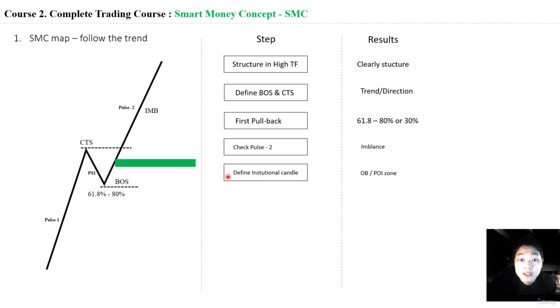As the last step, we define institutional candles. Why should you define the institutional candle? You also know from the POI or order block lessons that we should define the order block or POI zone. That is the zone where we're looking for price to pull back and follow smart money. You can draw the Fibonacci from this low to the BOS, and the BOS or POI zone will be within the Fibonacci from 61.8 to 80% and cover all the institutional candles. That is the first step you should understand and analyze when you open one chart with smart money concept.